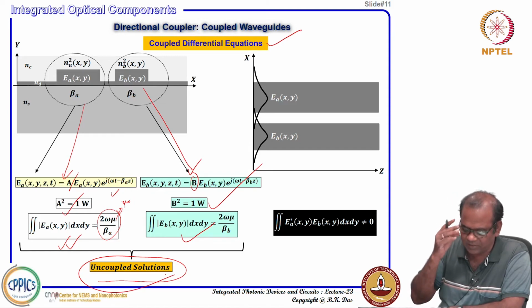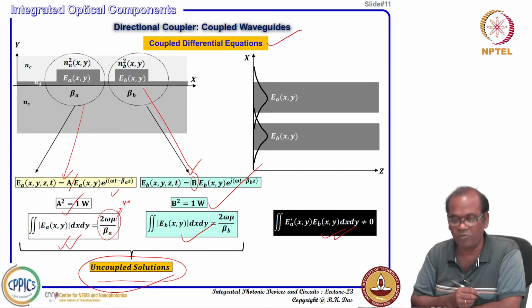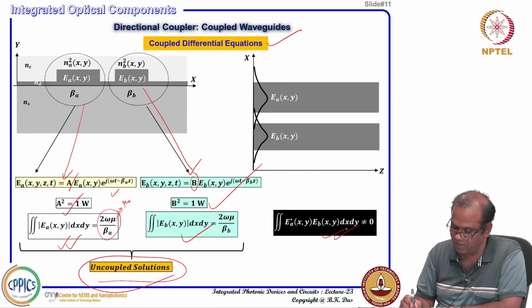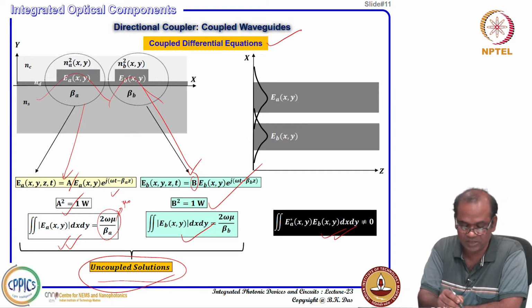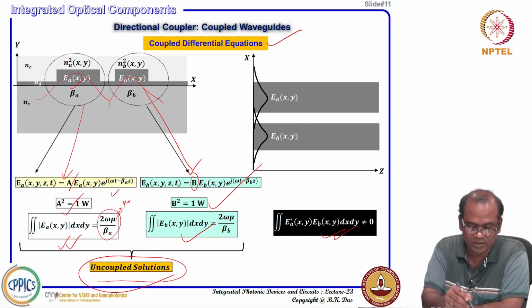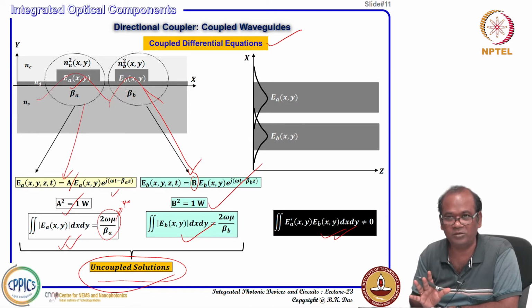And in this case, when they are uncoupled, if you try to get this overlap, integral of EA star(x,y) EB(x,y) dx dy, it should be equal to 0, because for these modes, if they are uncoupled, that means whenever EA(x,y) is there, EB(x,y) will not be there. So, one of them will be 0 if they are uncoupled.